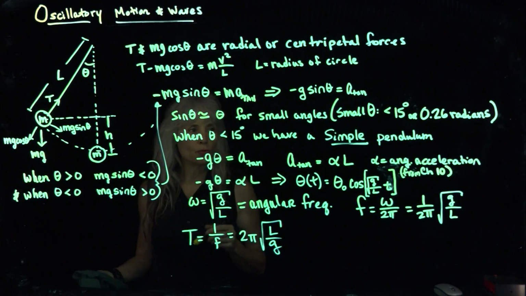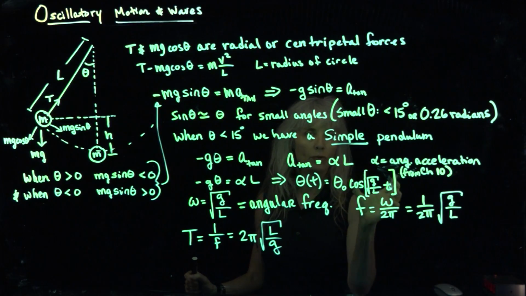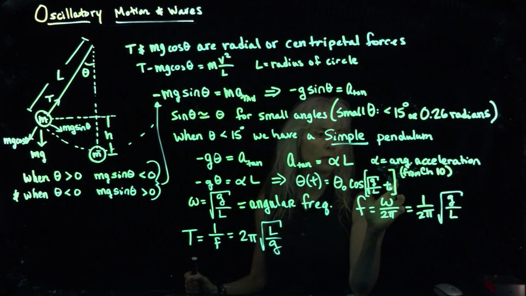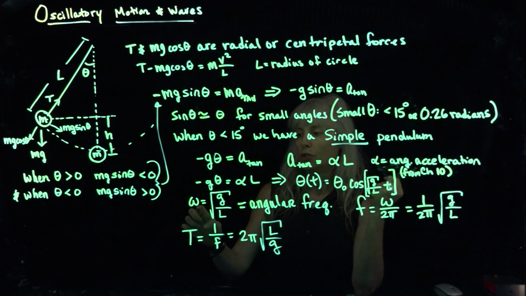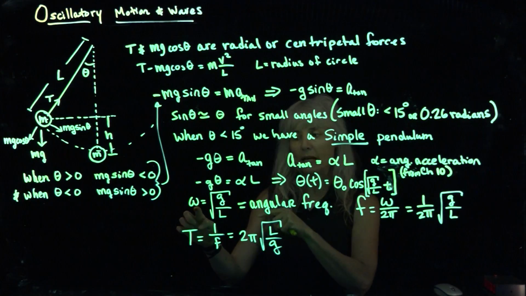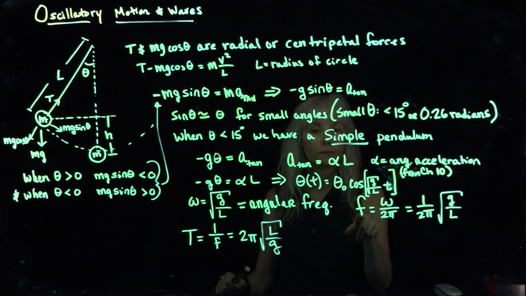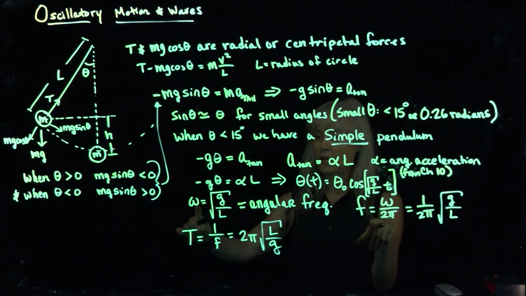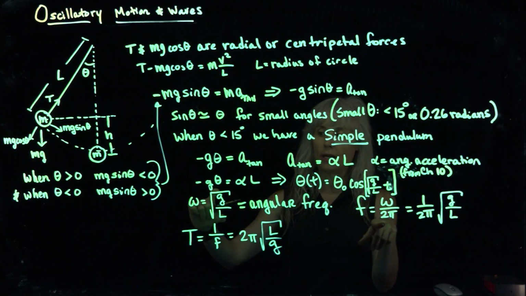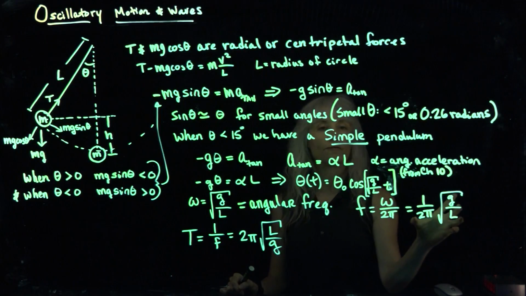Again, recall that the argument of cosine, sine, tangent must be in units of radians. So I've got time here. That means the square root of g on L must be radians per second, and radians per second is our angular frequency. So omega for the simple pendulum is the square root of g on L. That's angular frequency. The frequency then is omega over 2 pi. So if I take the square root of g on L and divide by 2 pi, I get 1 on 2 pi square root g on L. So this is the frequency.